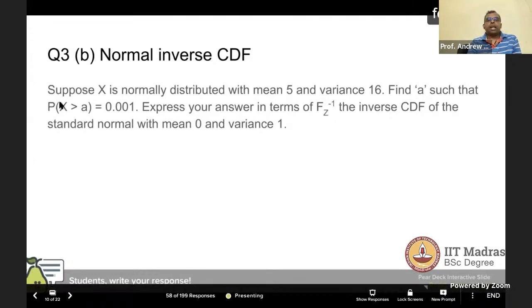Okay, so you can write probability that X greater than A. Anyway, let me just see how the answers shape up.